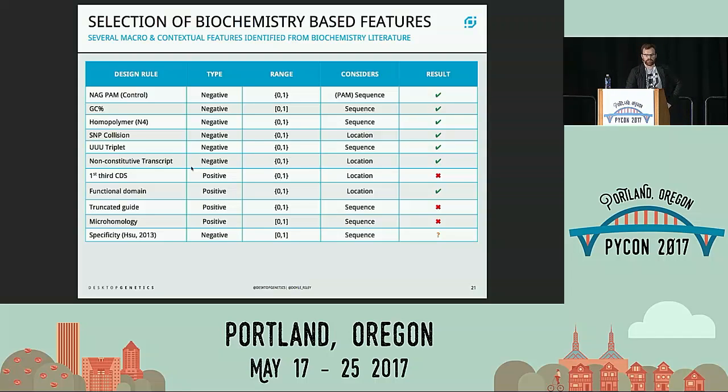So what we did is came up with a set of predictors, our features, and those were based both on the biochemistry as well as the sequence itself. So this is sort of a laundry list of the various biochemical features we've looked at. I can go into these in more detail if you're interested, but the short version is we read a lot of papers and pulled these from the literature.